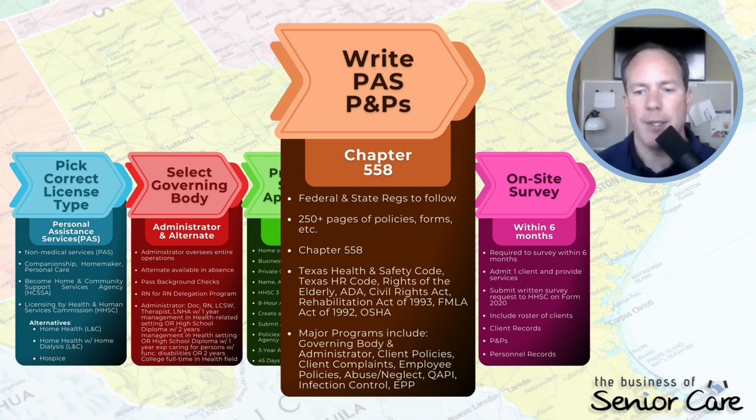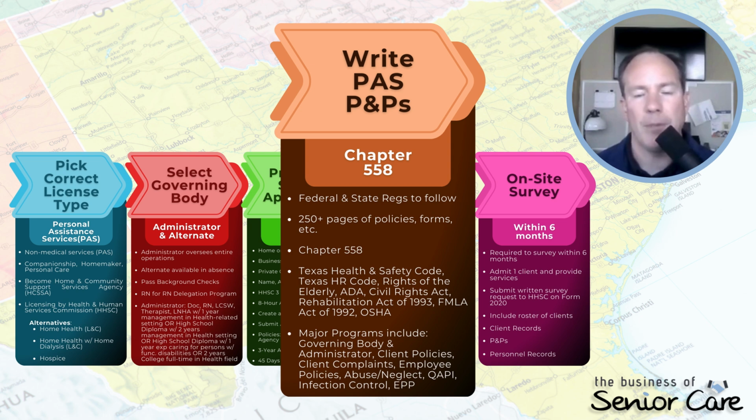So things like the state ones, Texas Health and Safety Code, Texas Human Resources Code, the Americans with Disabilities Act, Civil Rights Act, FMLA, and OSHA. Those federal programs and laws need to be incorporated into your agency as well.